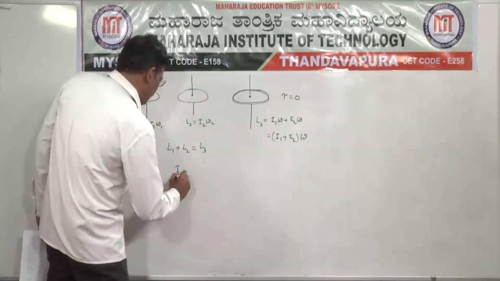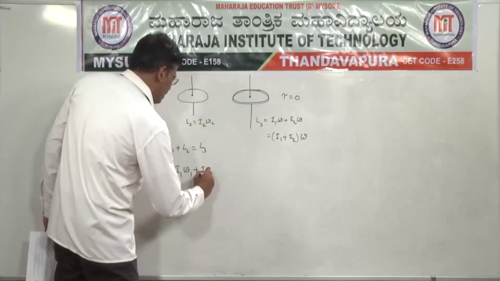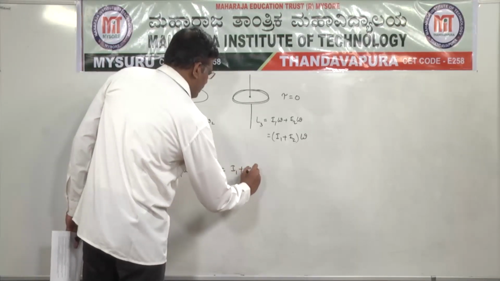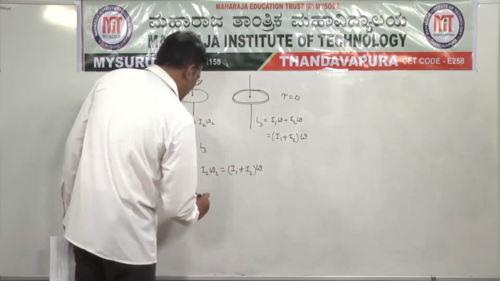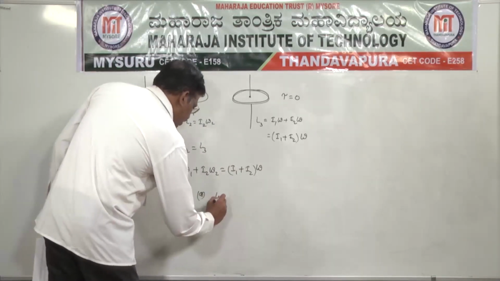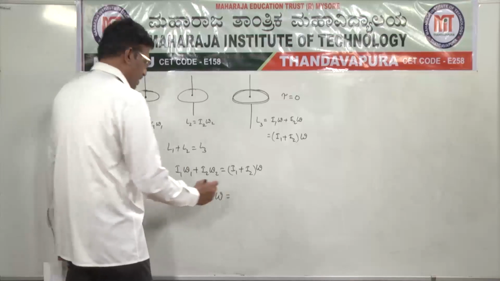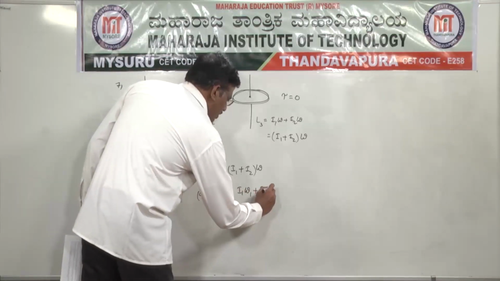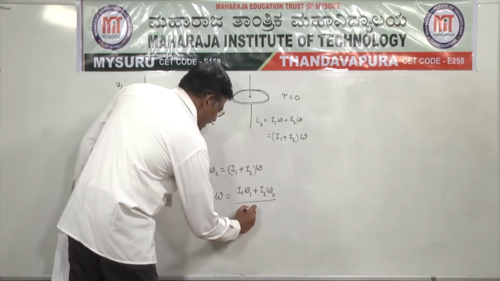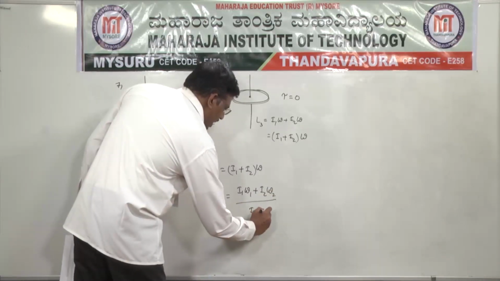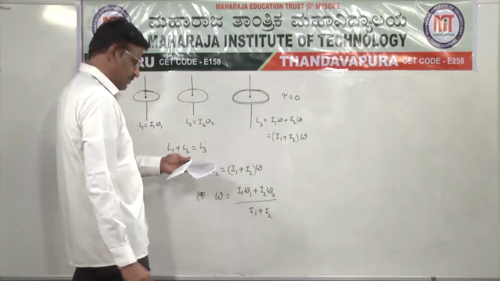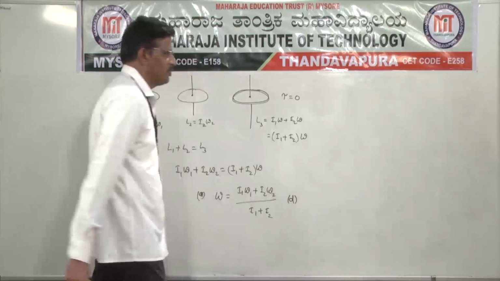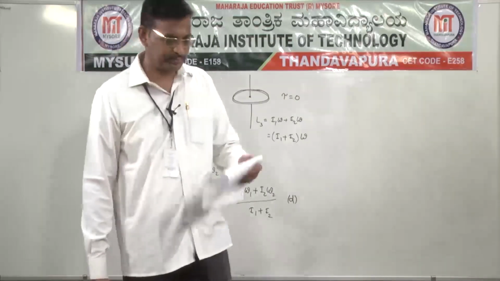That is, I1 omega 1 plus I2 omega 2 is equal to I1 plus I2 into omega, the final angular velocity of the combination. Omega can be written as I1 omega 1 plus I2 omega 2 divided by I1 plus I2. So as for the options, it is option D, that is, the fourth option is the right option.